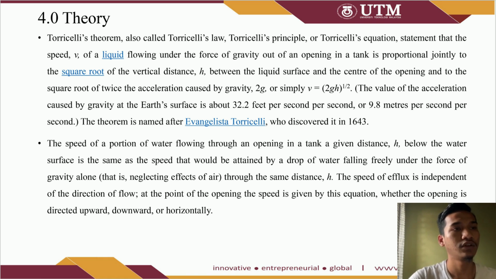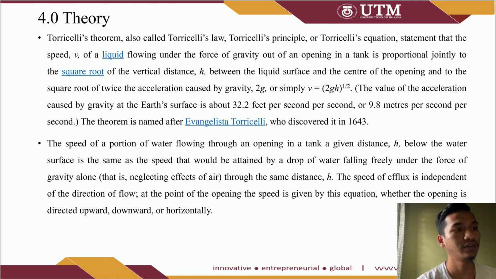So the theory for this experiment is Torricelli's theorem. It's also called Torricelli's law, Torricelli's principle, or Torricelli's equation: the speed of a liquid flowing under the force of gravity out of an opening in the tank is proportional jointly to the square root of the vertical distance between the liquid surface and the center of the opening, and to the square root of twice the acceleration caused by gravity, 2g, or simply (2gh)^(1/2). So the speed of a portion of water flowing through an opening in the tank a given distance below the water surface is the same as the speed that would be attained by a drop of water falling freely under the force of gravity alone, that is, neglecting effects of air, through the same distance.